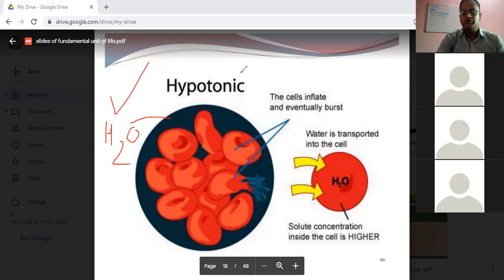So students, if I ask you a question, what happens when a cell is kept in a hypotonic solution? What will be your answer? Correct. The cell will swell. Very good. Well said. All the students have given the correct answer. The cell will swell up due to endosmosis. Very good.